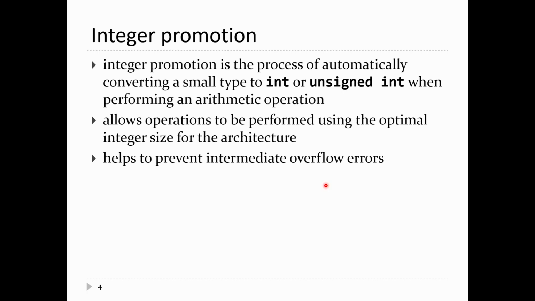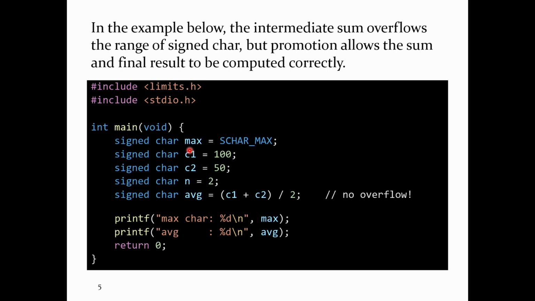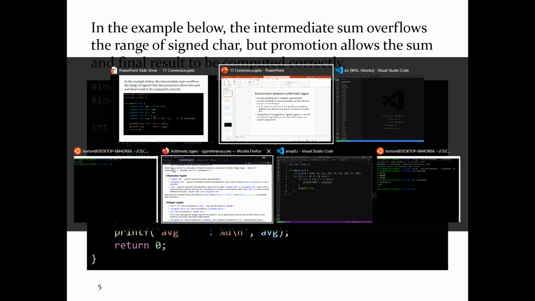Here's an example where I'm trying to do some arithmetic with signed char. Here's limits.h. It defines the upper and lower bounds for all of the integer types. Inside limits.h, there's a constant called SCHAR_MAX. That's the maximum signed char value that you can have. Then I define some values. c1 is 100, its type is signed char. c2 is 50, its type is signed char. And n is 2, also signed char. The maximum value of signed char on my computer is 127, I believe. So this is, which one is this?